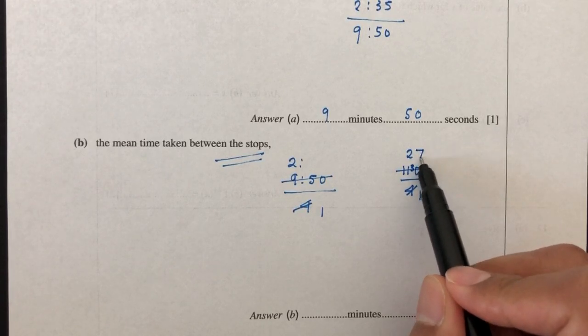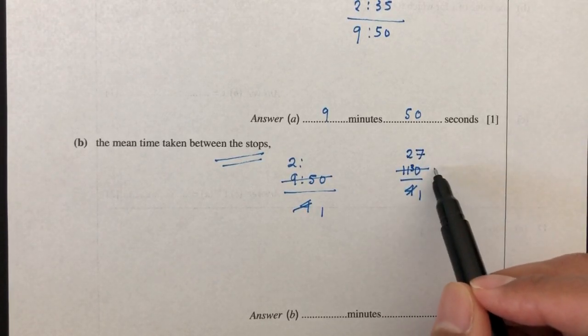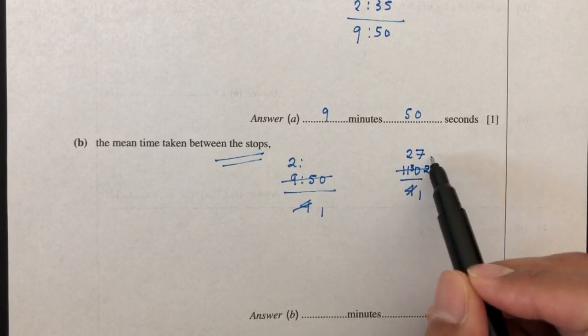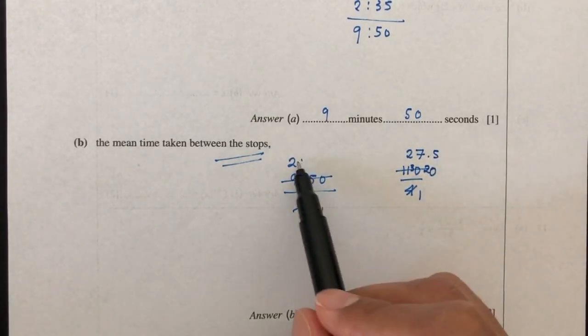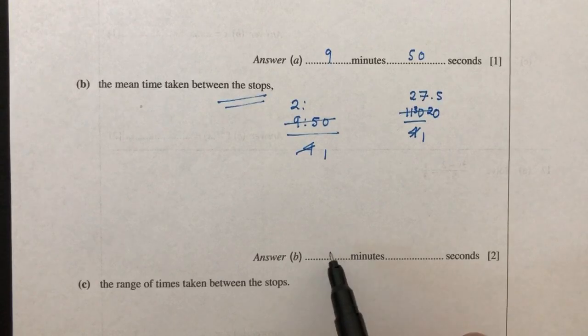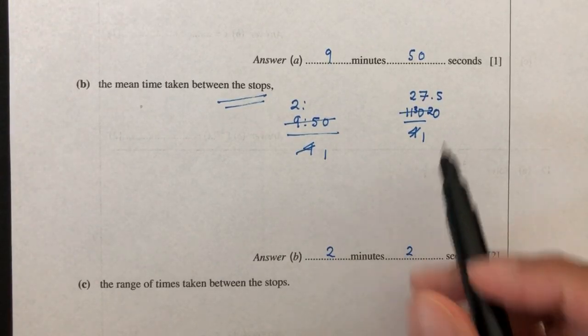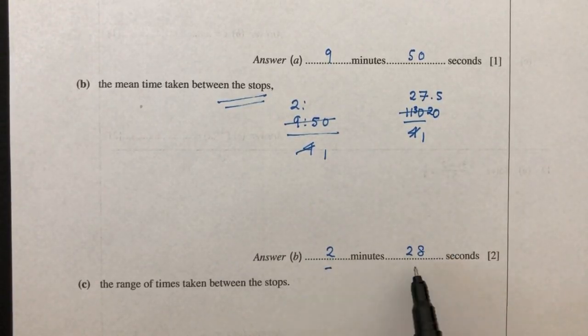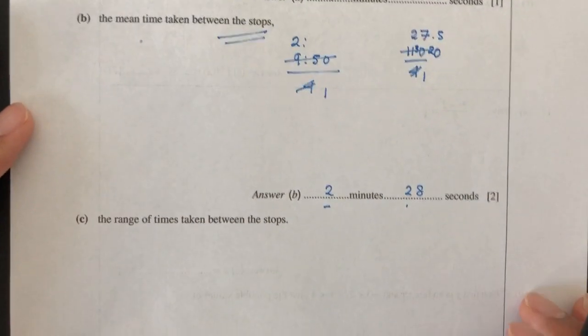4 times 7. And we have 2 remaining, that will be 0.5. So we have 2 minutes and 28 seconds. Correct to 3SF, so 28 seconds. Okay, so that will be part B.